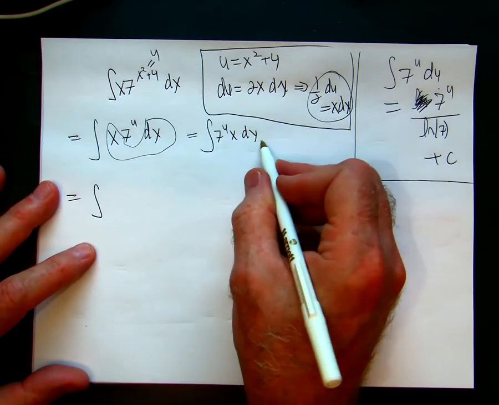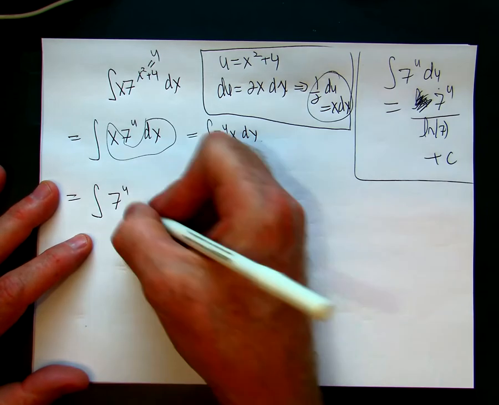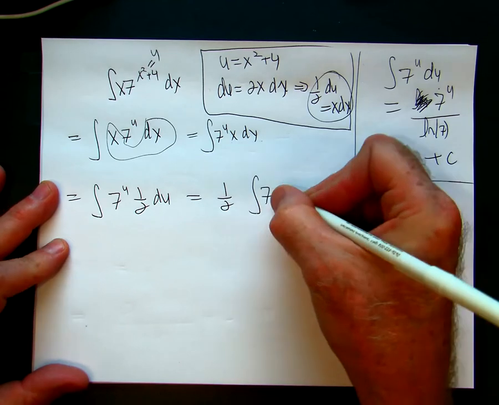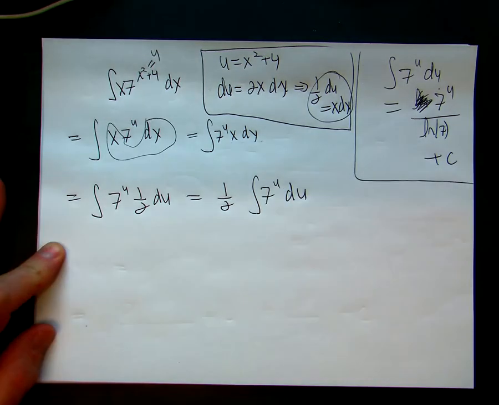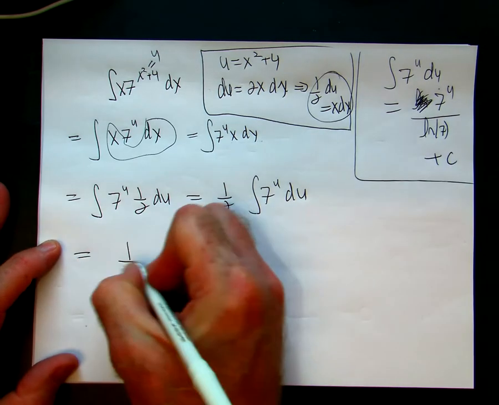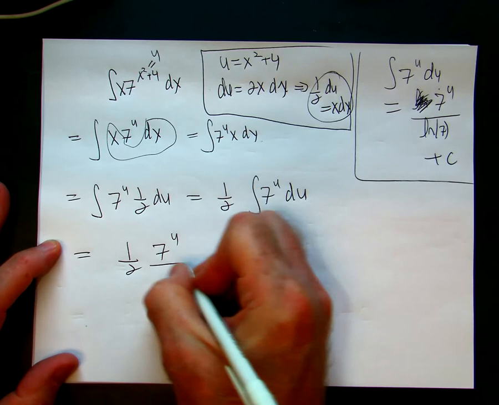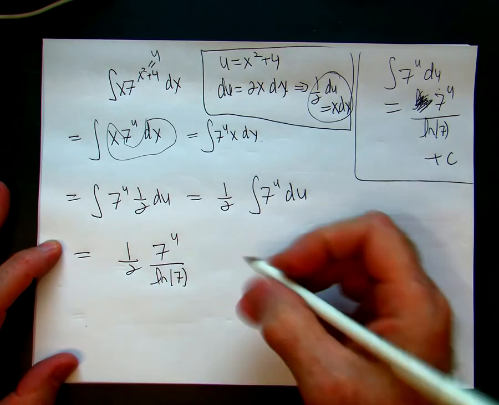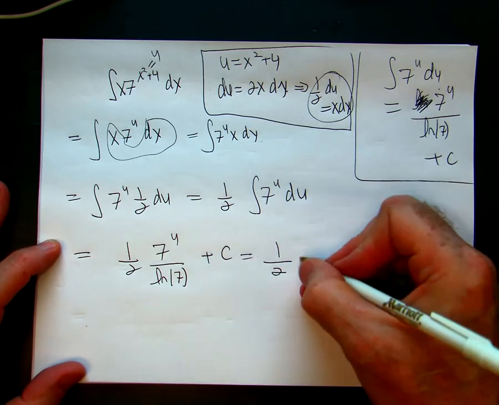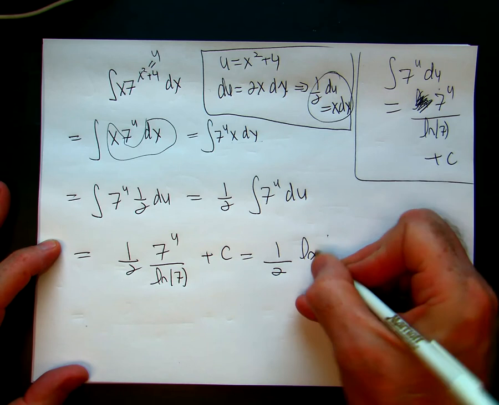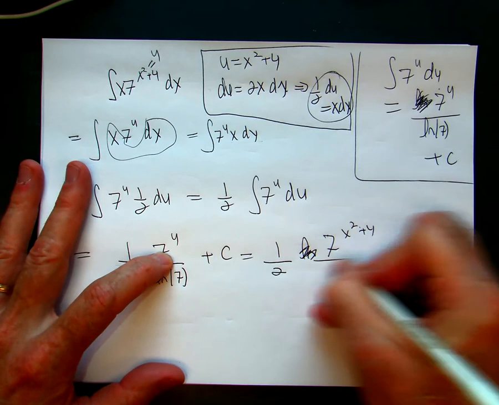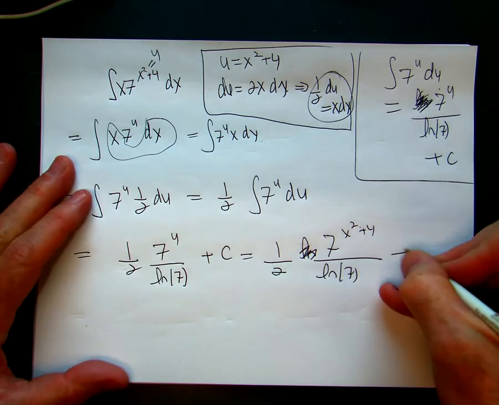x dx is 1/2 du, bring the 1/2 out. Okay. And now I just use this formula. This equals 1/2 times 7 to the u over log 7 plus c. That's 1/2 times 7 to the, plug in u, x squared plus 4, over natural log of 7 plus c.